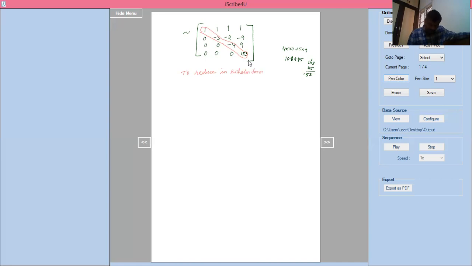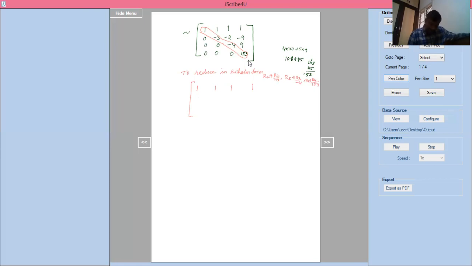We take the first matrix row as 1, 1, 1, 1. Next, see here, first R is there. Now what I'll do here, I'll divide R2 implies that R2 divided by minus 3. R3 implies that R3 divided by minus 4. Then R4 implies that R4 divided by 153. Now 1, 1, 1.